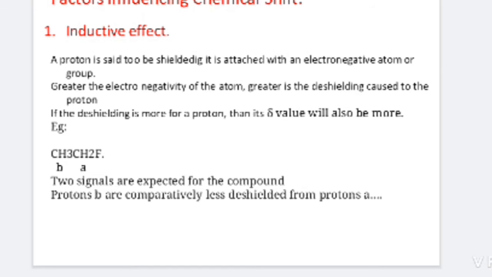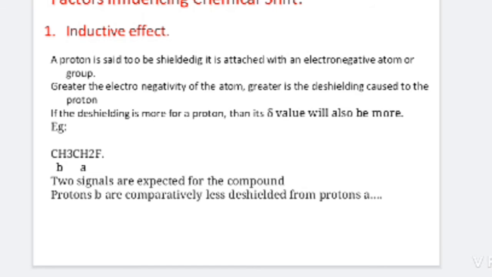Here also the same. A proton is said to be deshielded if it is attached to an electronegative atom or group. Greater the electronegativity of the atom, greater the deshielding caused to the proton. If the deshielding is more for a proton, then its delta value will also be more.